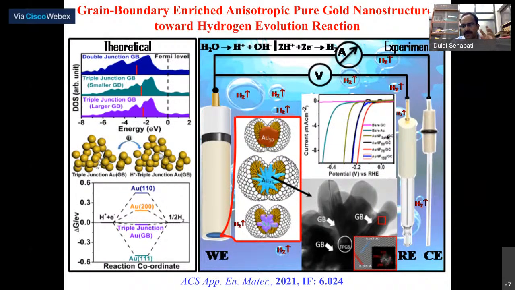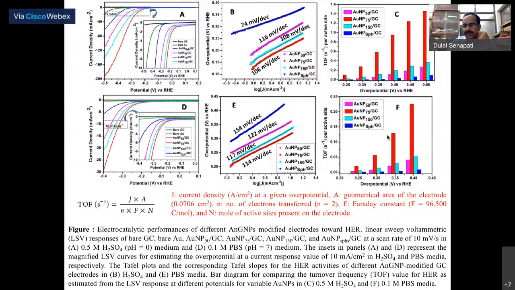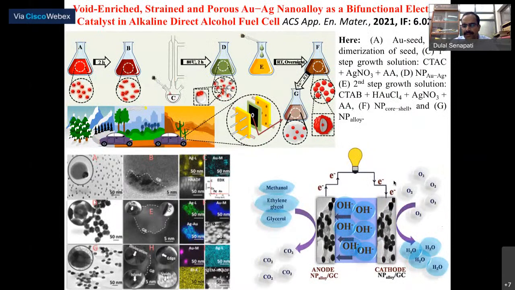Not only that, these same flower shaped nanoparticles we can also use for water splitting. We have shown here that this flower shaped nanoparticle shows the maximum catalytic activity. Also, at the beginning I told you there are multi-layered nanoparticles, meaning the core is gold, then silver, then gold, and then again silver. In the same way we can also make multi-layered nanoparticles which show applications in fuel cells.